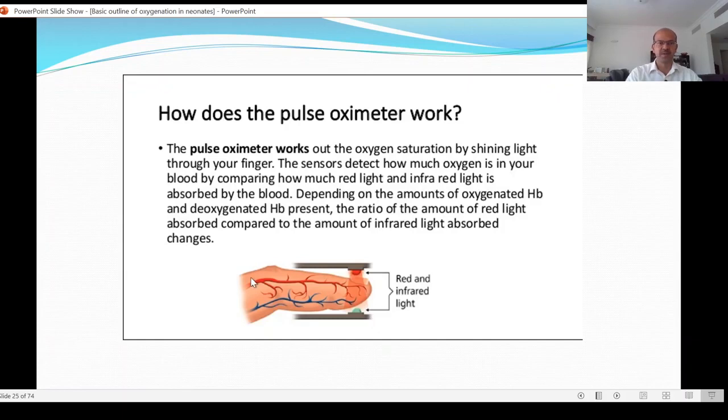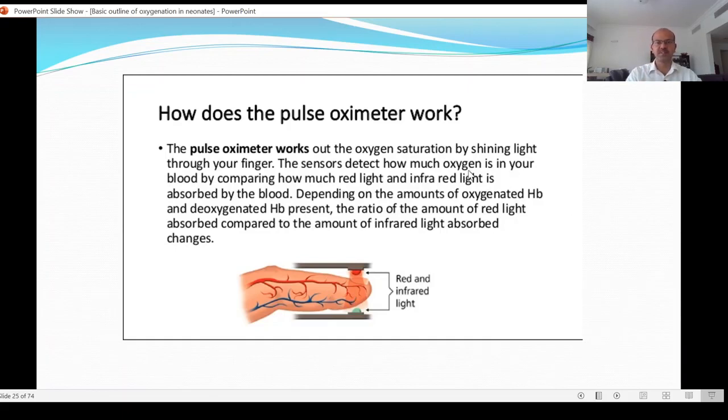Movement artifacts can affect, and if there is external light, it may affect, so you may cover it up with something opaque. You need pulsatile flow, so the tips of the fingers are usually vascular unless you are hypotensive or cold. So the pulsatile flow is taken because the capillaries and veins also have hemoglobin in them, so it only extracts the pulsatile flow.